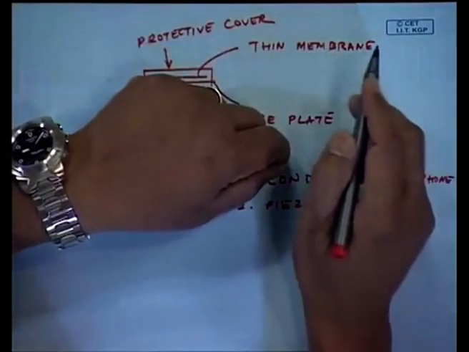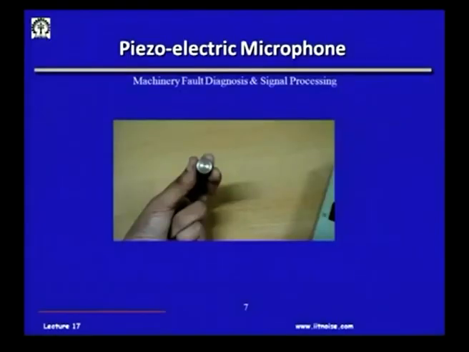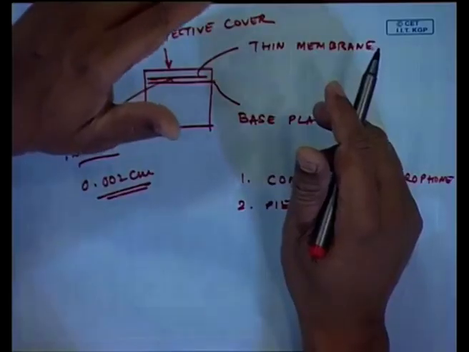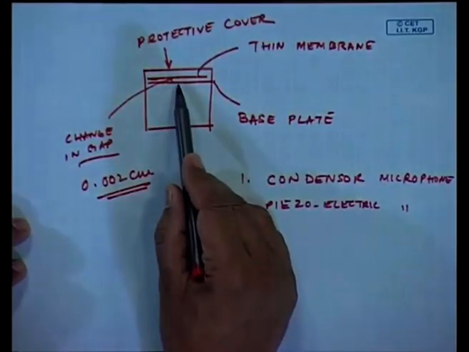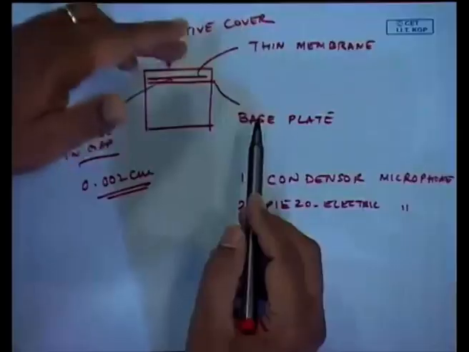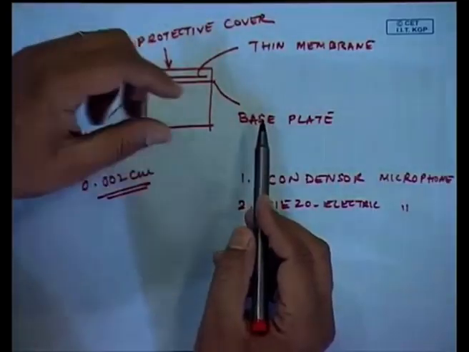Thus, I will get a charge or voltage which is proportional to the motion of the diaphragm. That is what a condenser microphone is. But in a piezoelectric microphone, we have certain piezoelectric crystals connected to the base plate. Because of this motion, the piezoelectric crystals will deform, and that is why they will have an output.